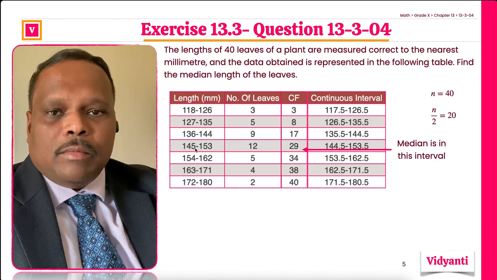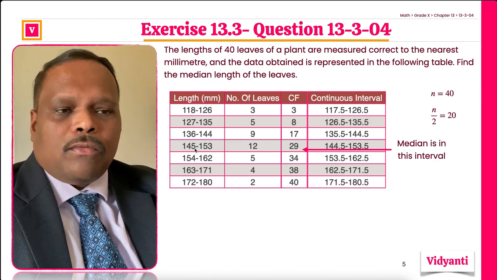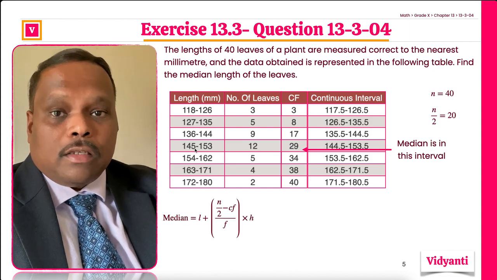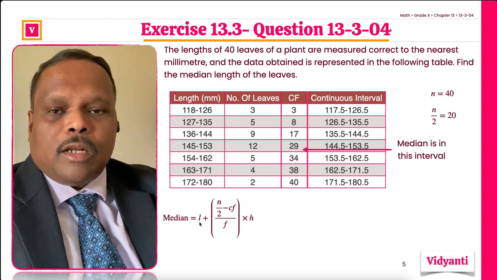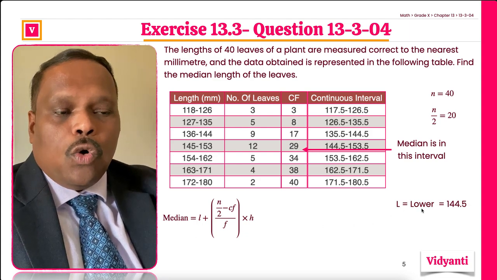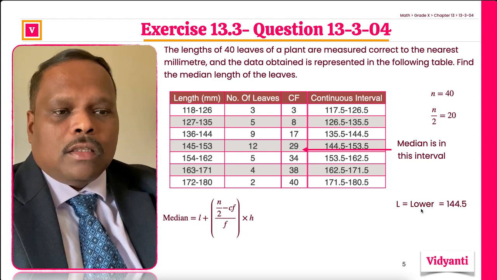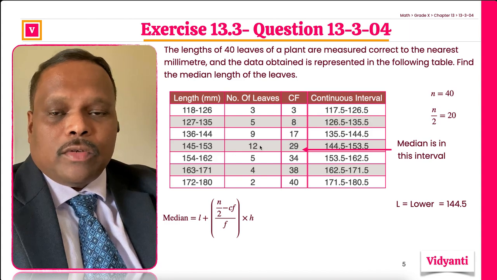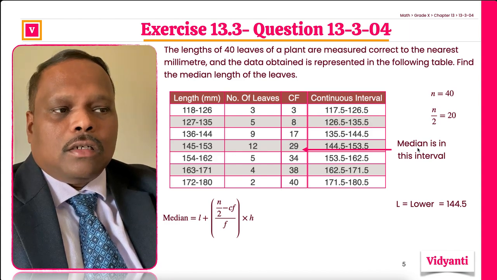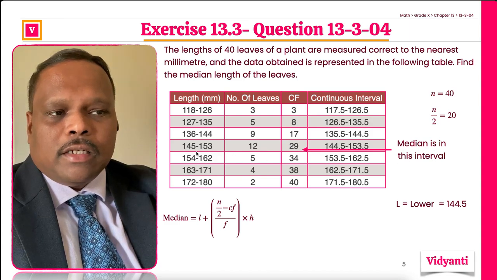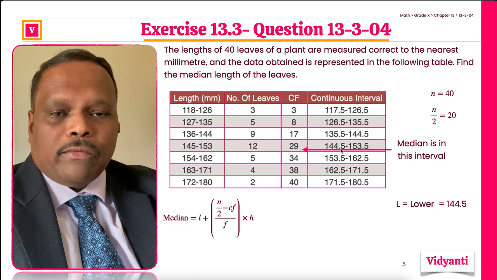Is it exactly in the middle of this interval? Not really. We have a special formula for that. This is given in the textbook. Let's see the terminology. L stands for lower limit of the class interval. That would be the class interval which we have just selected. We know that the median is in this interval. So the class interval which we have selected is 145 to 153. After making it continuous, it is 144.5 to 153.5.